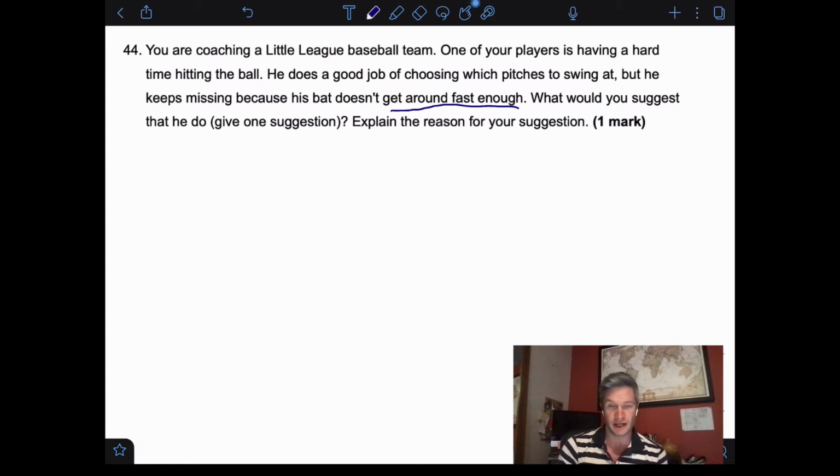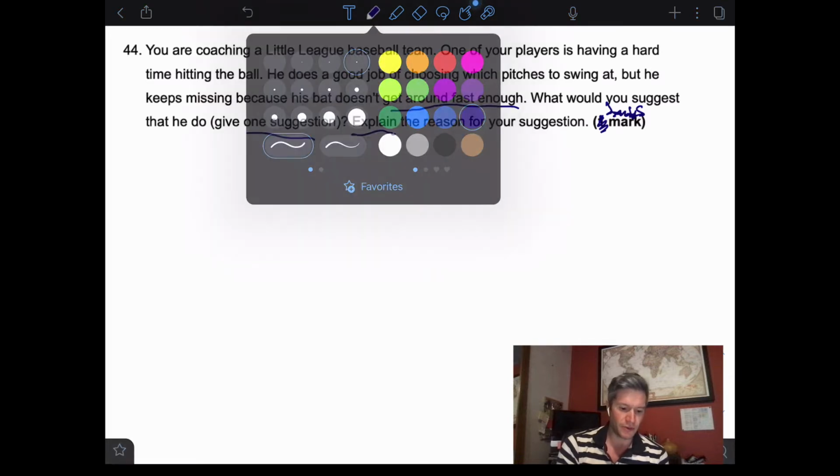Whenever you get an open-ended question and you see something like "explain the reason," usually that means using one of your equations to try to explain, but you can still do it in words. You'll see. And chances are if I ask you to give a suggestion and explain, it's probably going to be more like 2 marks.